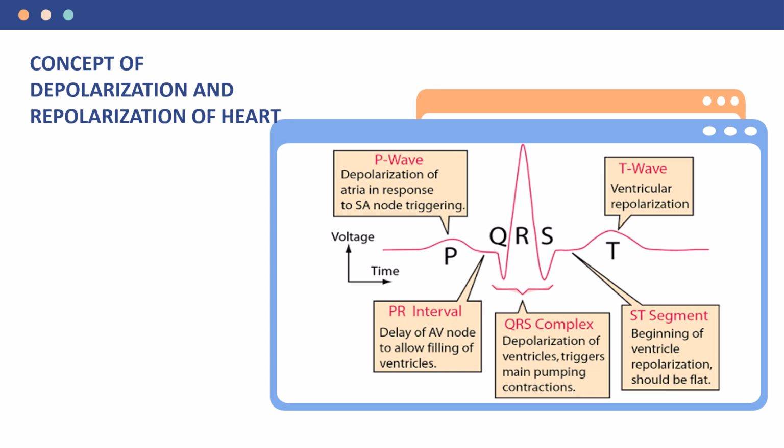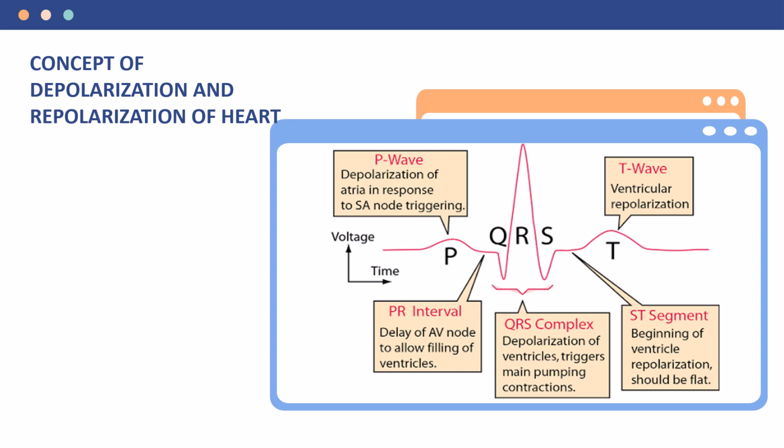What is a PR interval? It is the slow delay of the AV node to allow slow filling of the ventricles. They don't want the ventricles to be abruptly filled. The AV node helps to slow down or rather organize the filling of the ventricles. What is a QRS? QRS is nothing but contraction of the ventricles, and it triggers the main pumping contractions happening in the bundle of His and the Purkinje fibers.